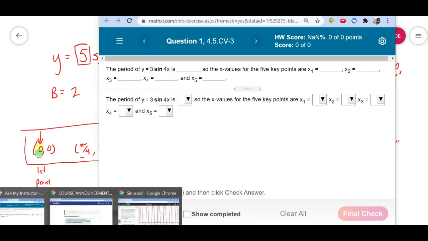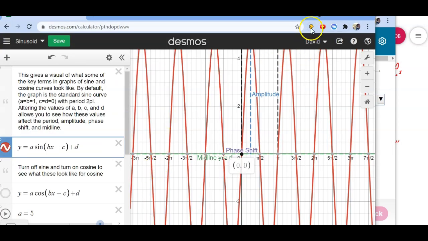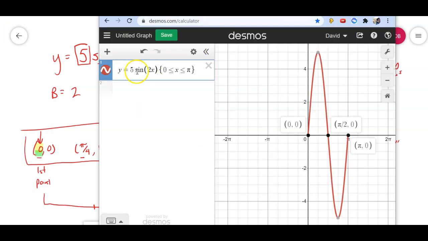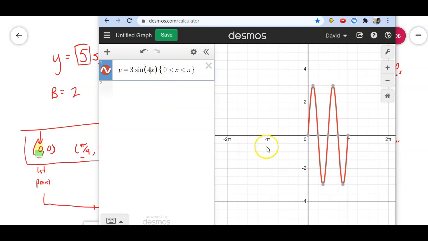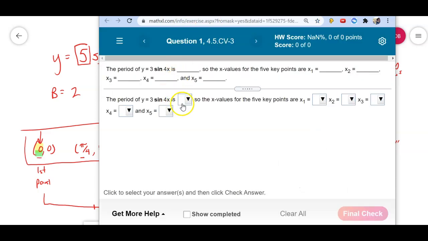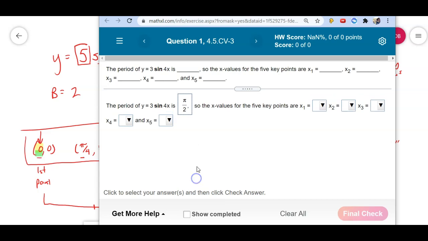All right. So if I graph now 3 sine 4x, right? Instead of 2x, now it's 4x. We get through one complete revolution in pi over 2 radians. So at pi, we go through a whole other one. So the period here is just pi over 2. All right, again, it's 2 pi divided by the number in front of x. So 2 pi divided by 4 is pi over 2.